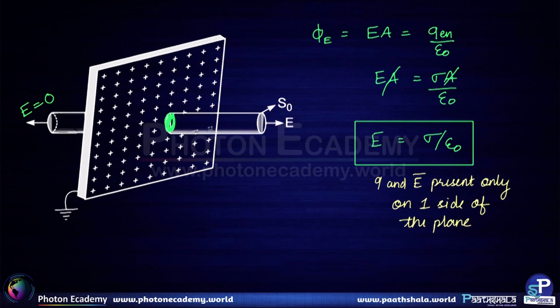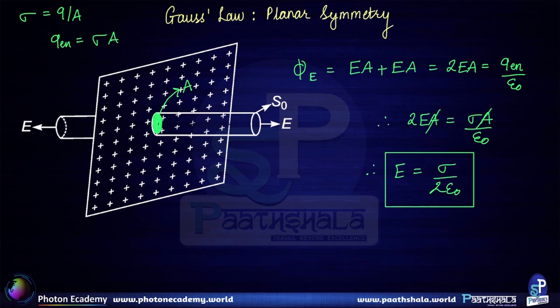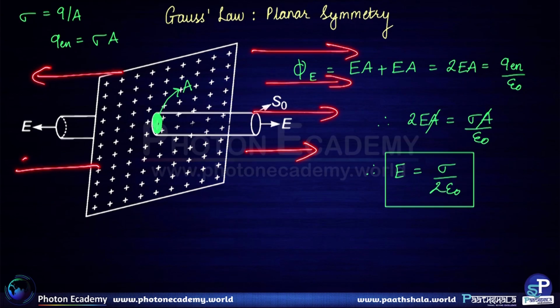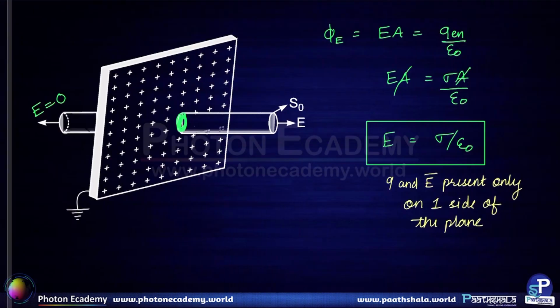If the electric field is present on both the sides of the plane, then we'll get sigma upon 2 epsilon naught as the magnitude of the electric field. Please note that this electric field is uniform throughout space and does not depend upon the distance from the plane. So it is uniform all throughout space. That means even if we are further away from this infinite plane, we'll have the same magnitude of the electric field compared to if we are closer to the infinite plane.